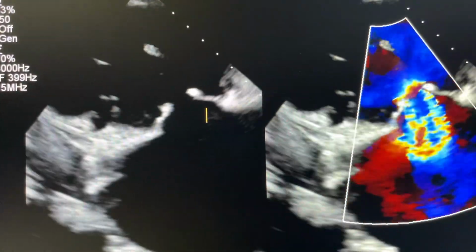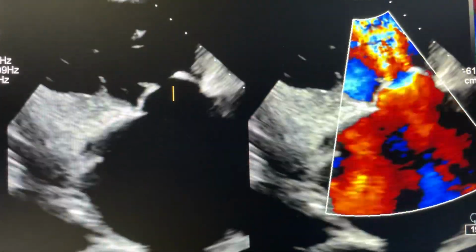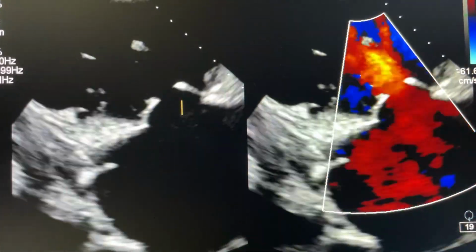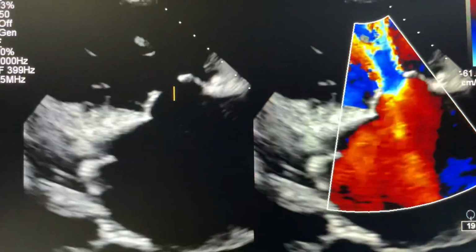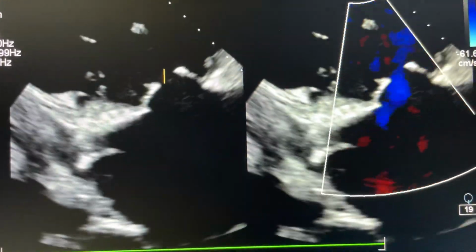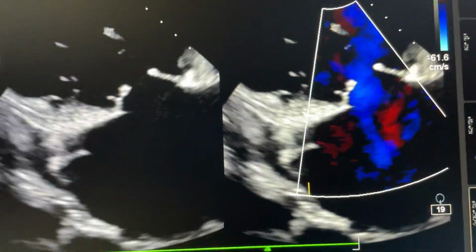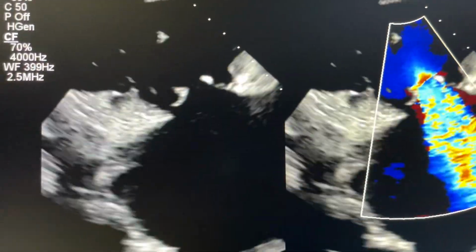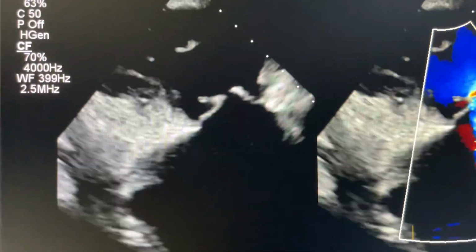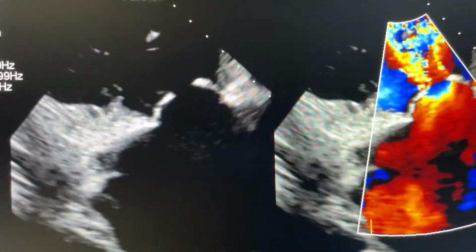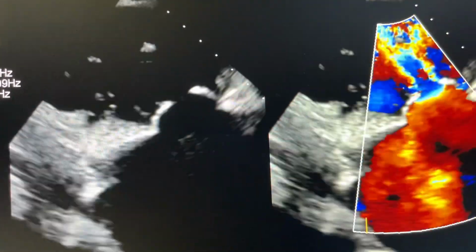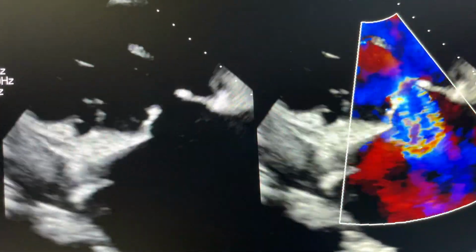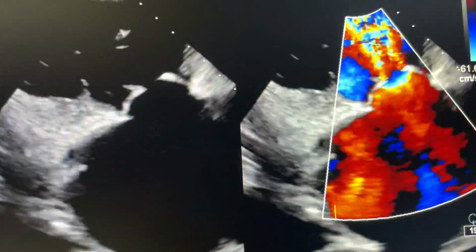So severe TR, but there is no high pressure if you calculate it by the formula of 4 times the velocity squared of the peak velocity of TR. Whenever the valve is not closing, the valve is fixed in position, so TR is free flow TR. That is why the pulmonary artery pressure is not rising that much. That is the point to know in this case.